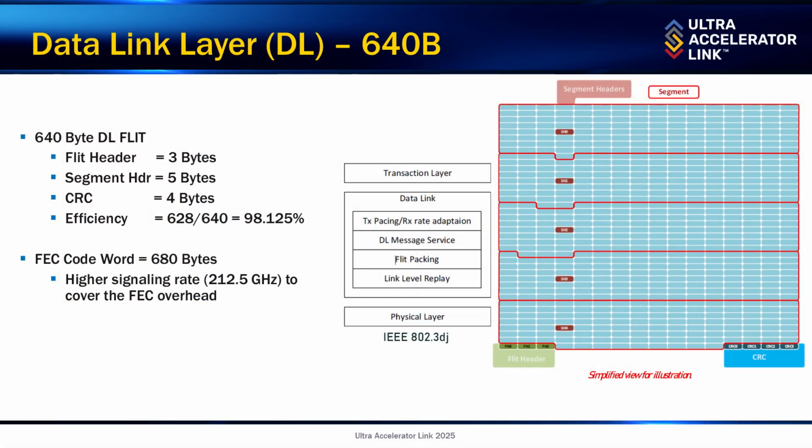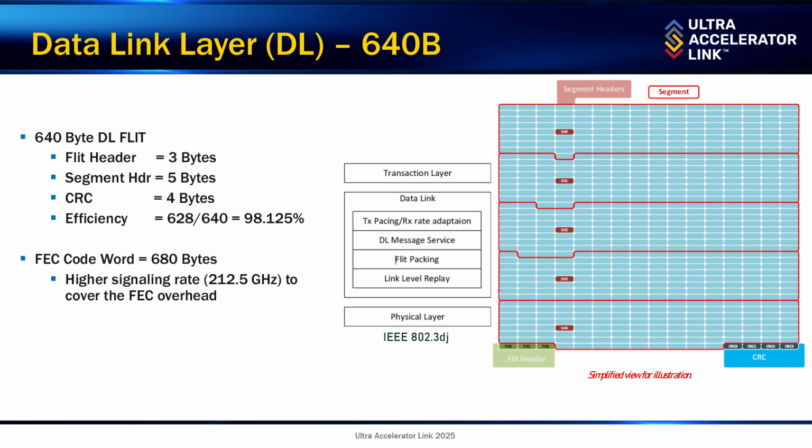Let's go look at a data link layer flit. This is the next step down. After we've got the 64 byte flits, we're going to pack up close to 10 of those into a data link layer flit to send off to the PHY to issue out to the link. So we started with a 640 byte DL flit.